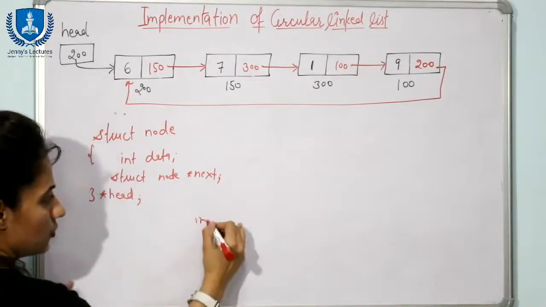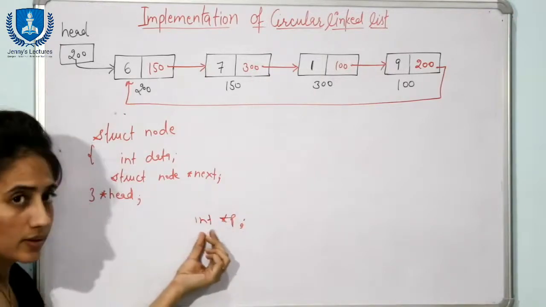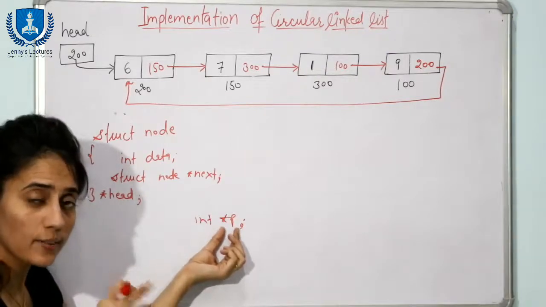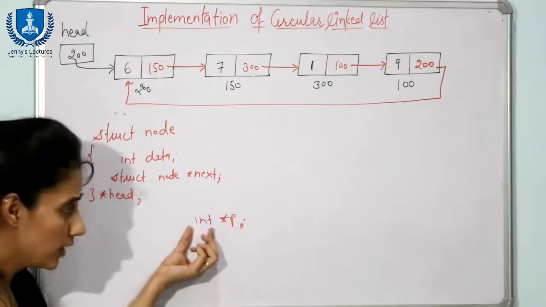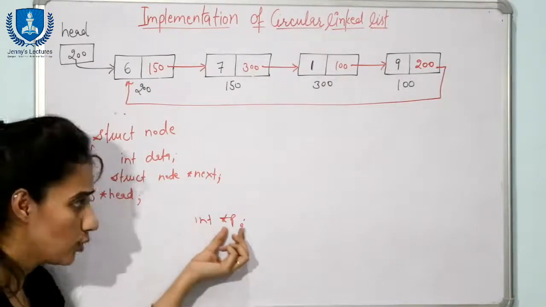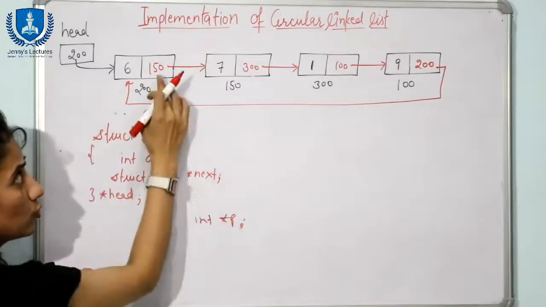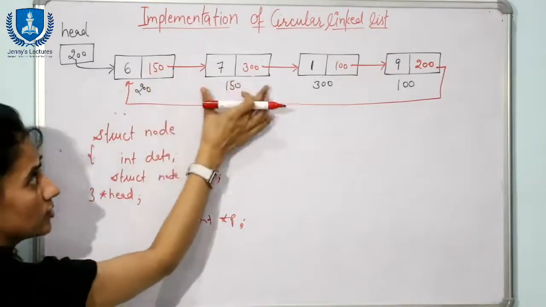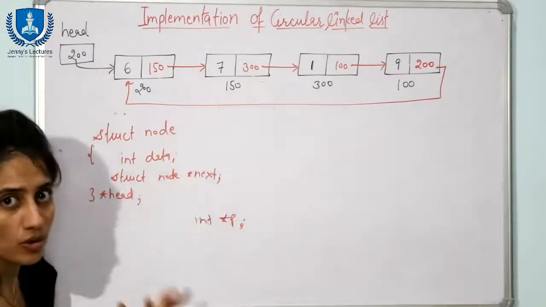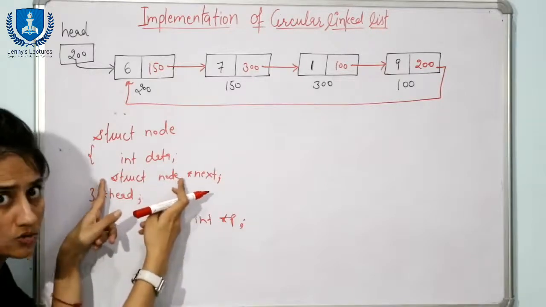Because suppose if you write asterisk p, it means this is a pointer to int. This pointer contains the address of a variable, and the data type of that variable is integer. So here we write the data type of the variable whose address this pointer is going to store. That is why this next pointer is going to store the address of a node, and the data type of this node is struct node, which we have already defined. So that is why I am writing the data type of that node, struct node.